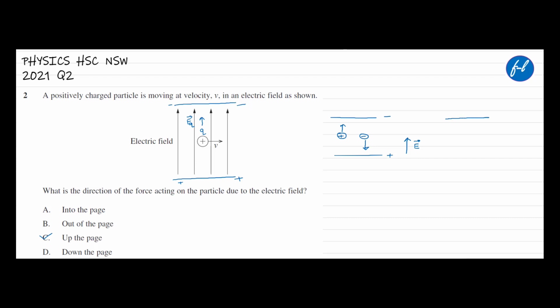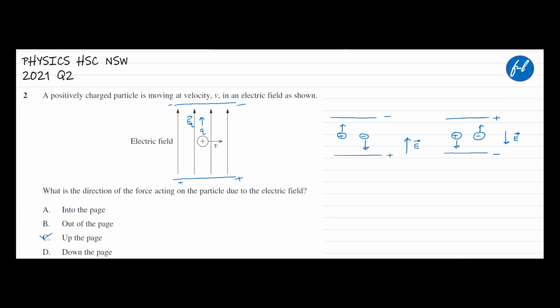And what if we change the direction? It should be very similar logic, but just for the sake of completing the exercise, we have, for example, positive and negative plates, and therefore the electric field will always point from the positive to the negative plate. And again, we have a positive charge. So in this case, the positive charge will have a force in this direction, and the negative charge will have a force in the upward direction.